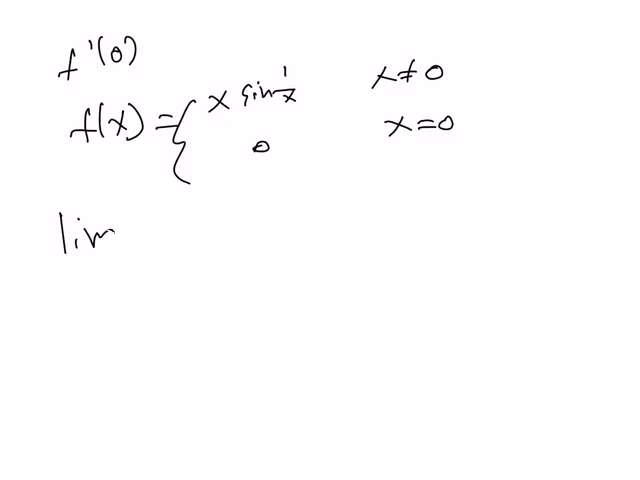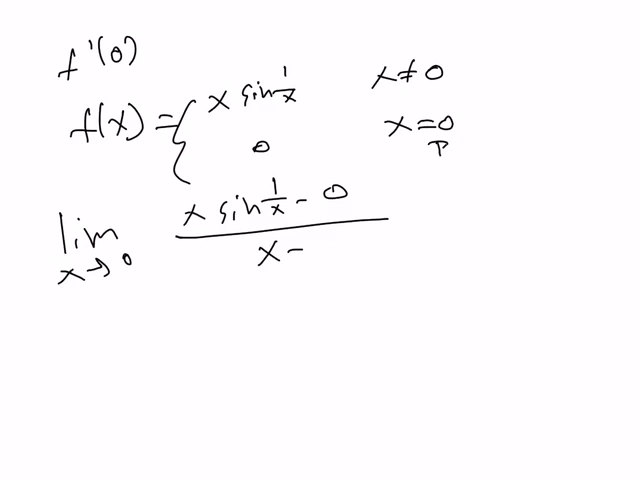So we're going to take the limit as x goes to a, in which case, in our case, a is 0, of x sine 1 over x minus f of a, which in our case is 0, because for f of a we're going to choose this, so it's 0, over x minus a, which in our case is 0, so this is the same as just sine of 1 over x, and we know that the limit for sine of 1 over x does not exist.